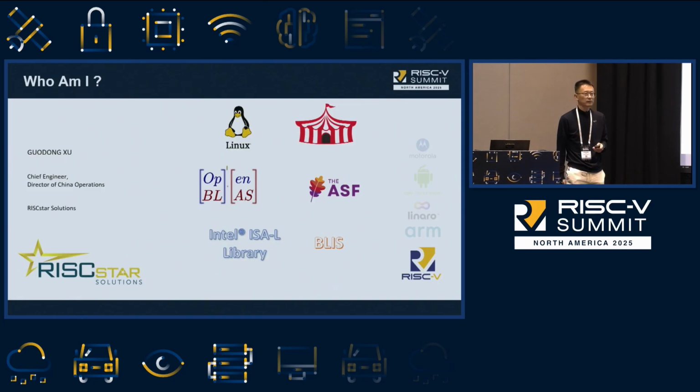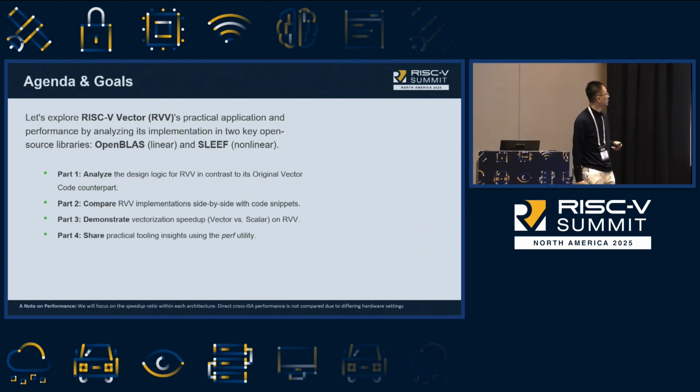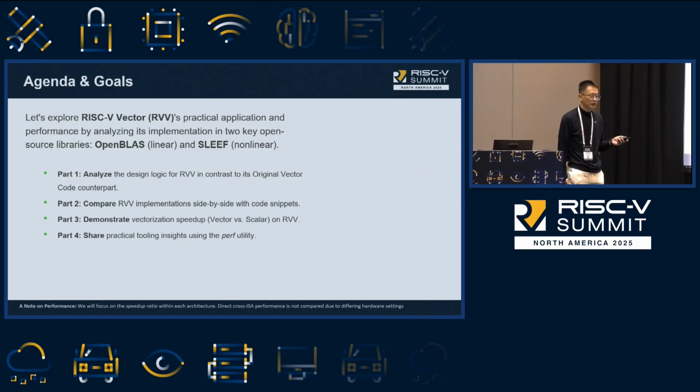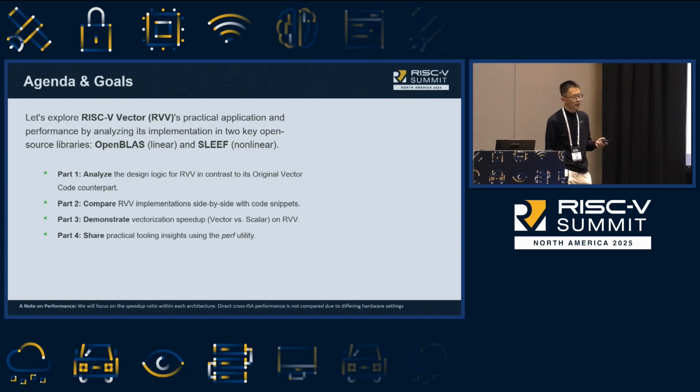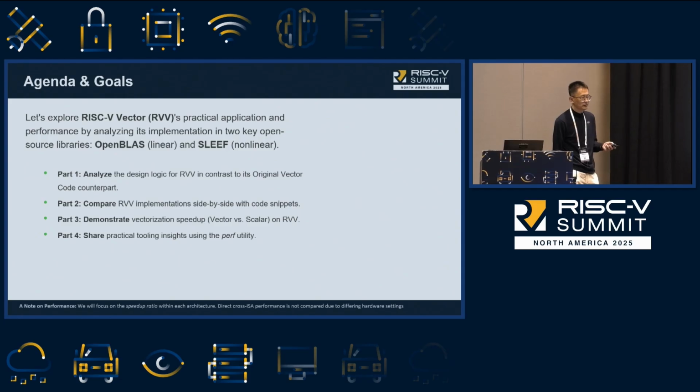Self-introduction: my name is Guodong. I'm coming from RISCstar Solutions. RISCstar is a company that provides software optimization services for our customers. So today, the two open source libraries I'm going to talk about are OpenBLAS for linear algebra operators, and SLEEF, that's for nonlinear math libraries.